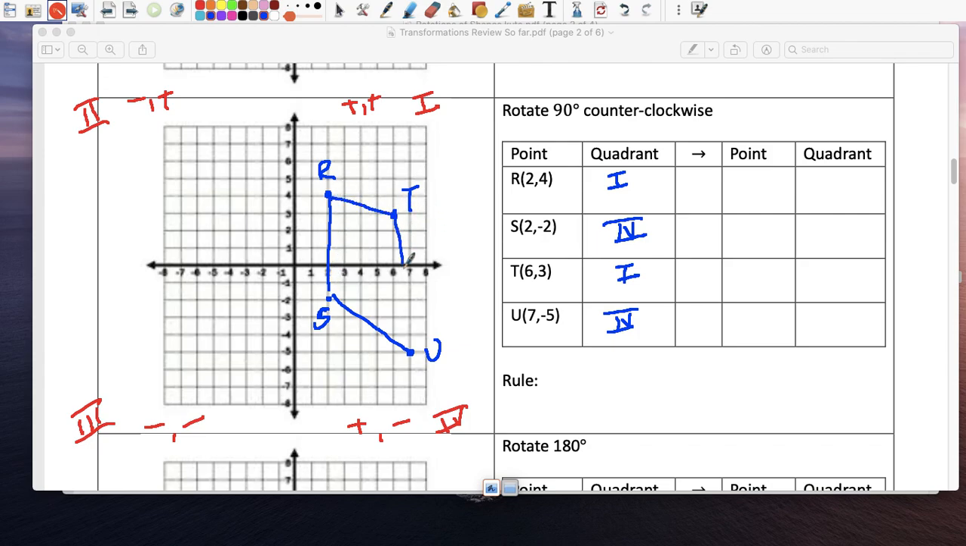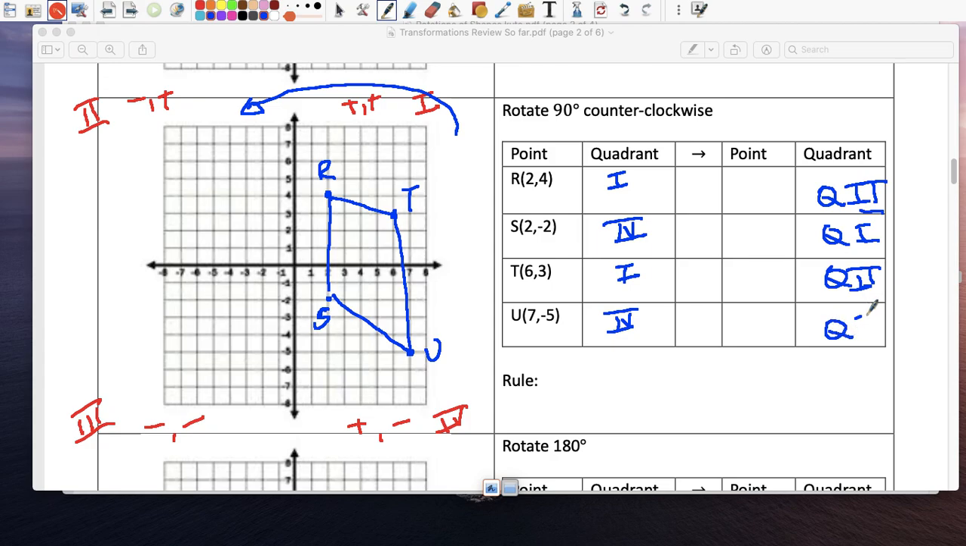So there's a quadrilateral. It's a 90 degrees counterclockwise rotation, so we're going this direction. Everybody's going to shift one quadrant counterclockwise. So R and T will land in quadrant 2, and S and U will land in quadrant 1. We know that.